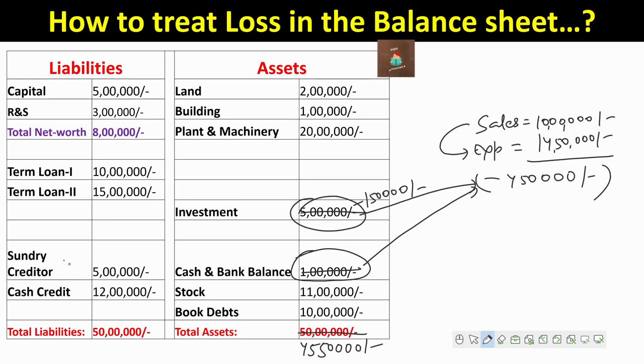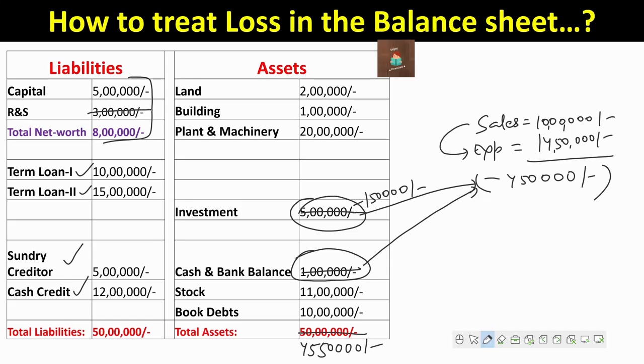See, the sundry creditor will not say that give me 4,50,000 rupees less because you have incurred the loss. The cash credit banker will not say it. Even the term loan banker will not say it. So all will demand the entire due. So the capital is the first who bears the loss, right? That is the characteristic of the capital, that it is the first to bear the loss and the last to get the profit.